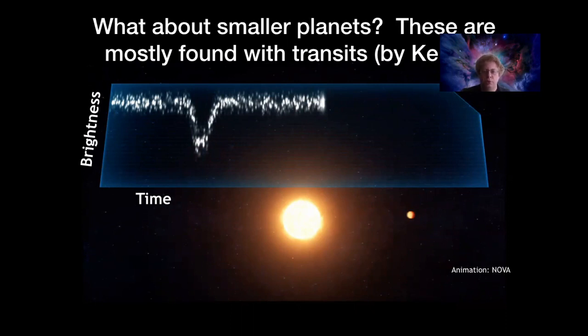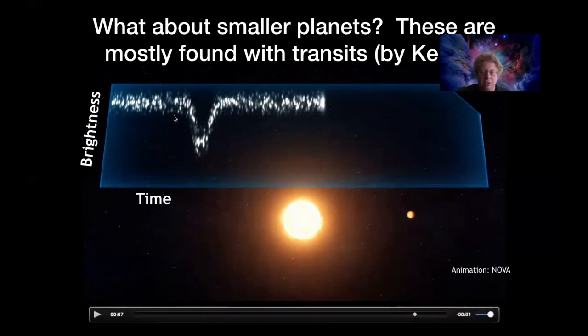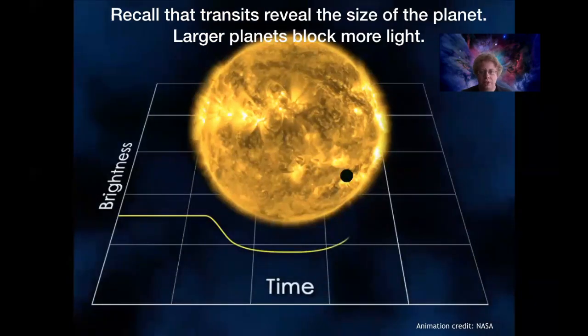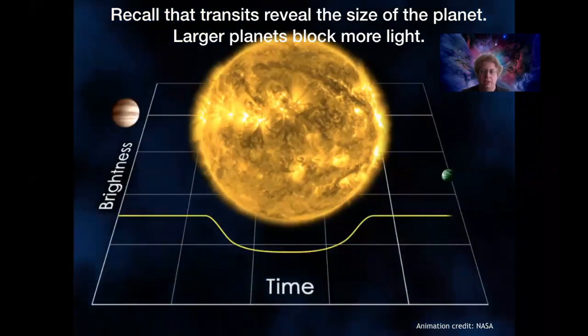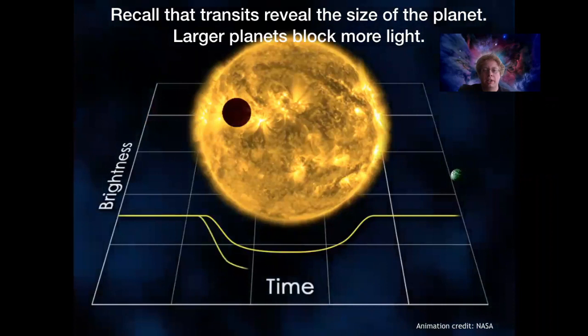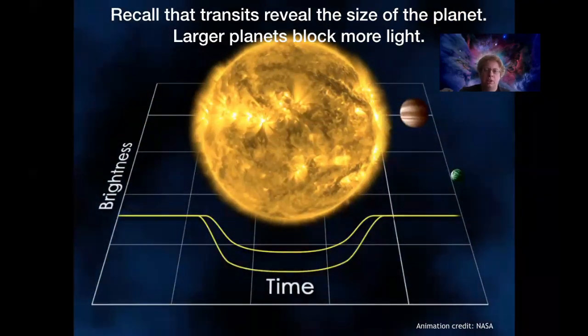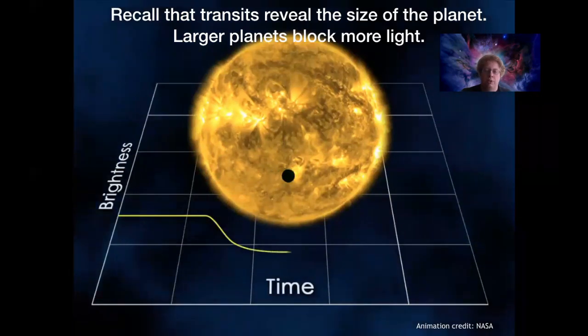So recall that most of the small planets that we know about have been found with transits, and in particular, using the Kepler Space Telescope. Kepler measures the transits, these dips in brightness of the star as planets go in front. And recall also that transits reveal the size of a planet. The bigger the planet, the more light it blocks. But what about planets that aren't the same size at all wavelengths?